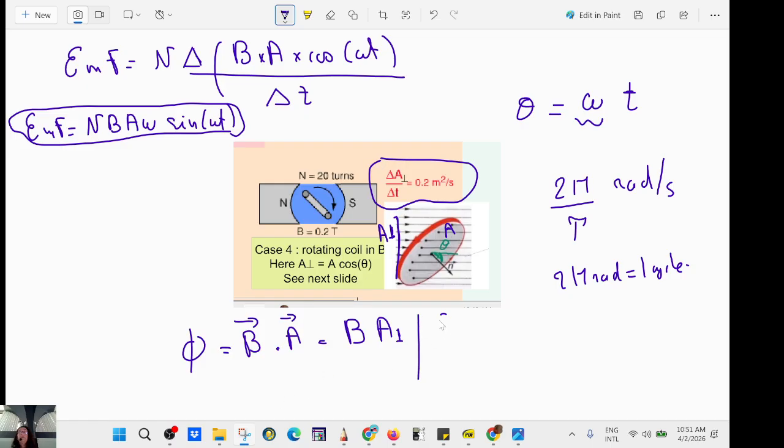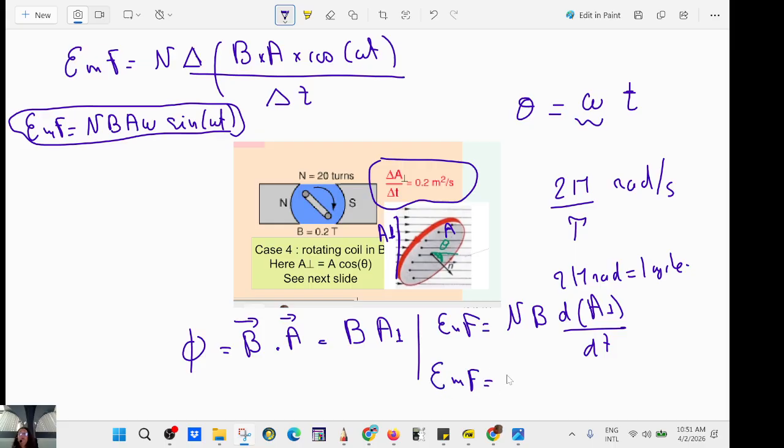So then the EMF will be the number of loops, and then B, and then dA over dt. That just means it's just a different way to look at it. But that's what we're going to do. But they just do it a different way. They look at this area that will change with time. Think about it. It's called the effective area.